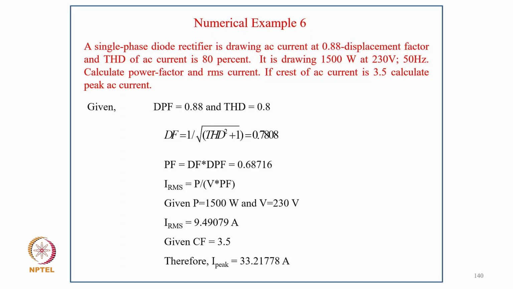So displacement factor is 0.88. Total harmonic distortion 0.8. So distortion factor is 1 upon root of THD square plus 1, that becomes 0.7808. Power factor is DF into DPF, the multiplication of both, so 0.68476.